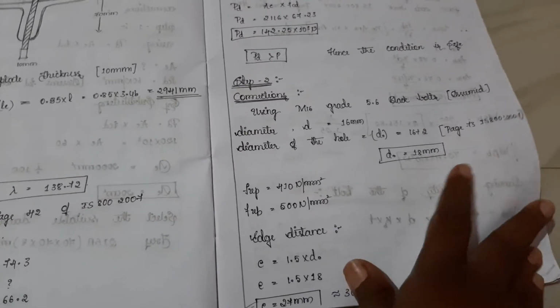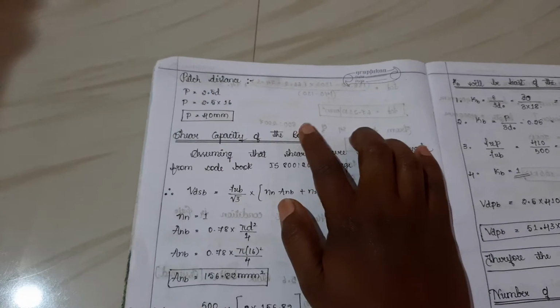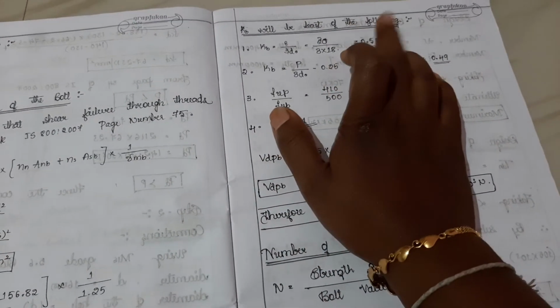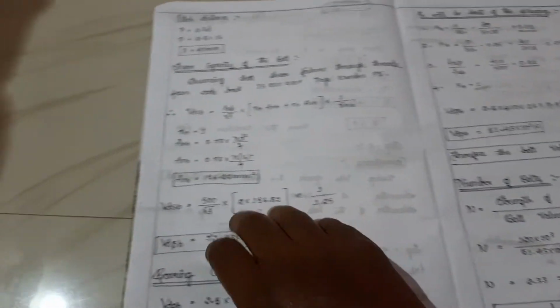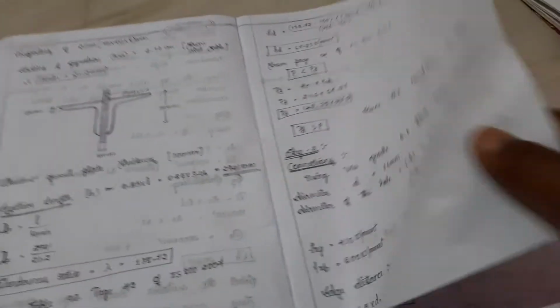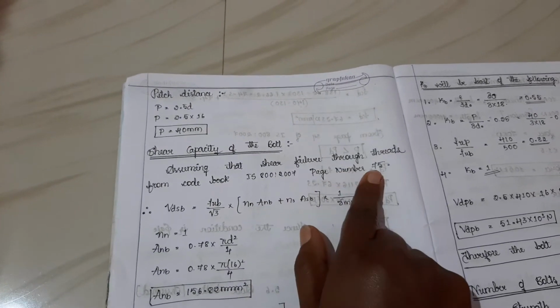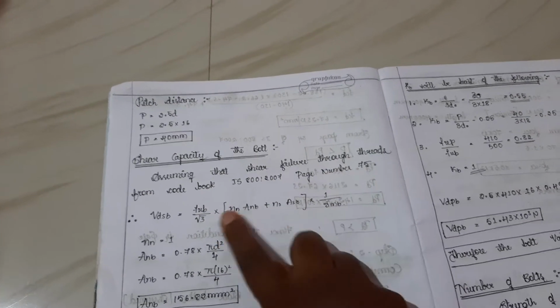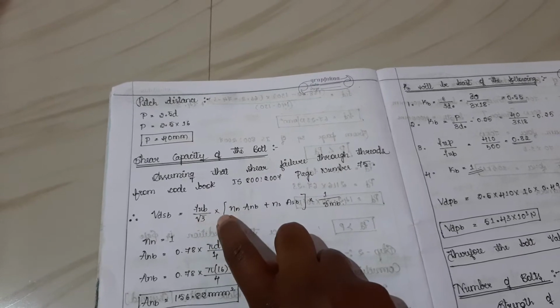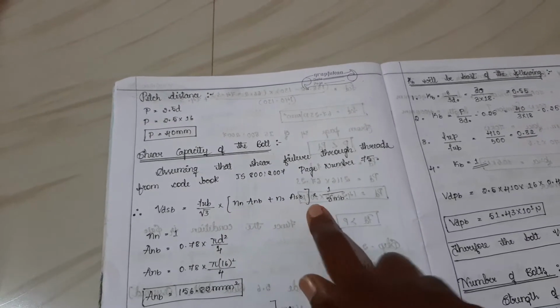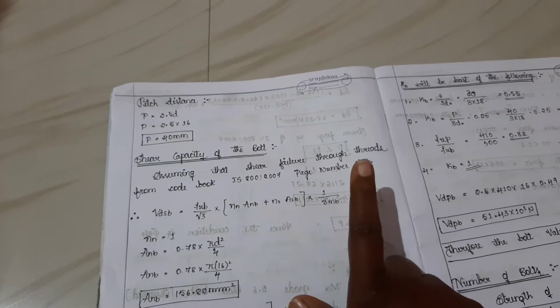After this, in the bolted connection, what do you need to calculate? You need to calculate the shear capacity, and also the bearing capacity. The shear capacity formula is on page number 75. Check it in the code book, you already know it. V_dsb equals f_ub by square root of 3 into (n_n into A_nb plus n_s into A_sb) into 1 over gamma_mb.